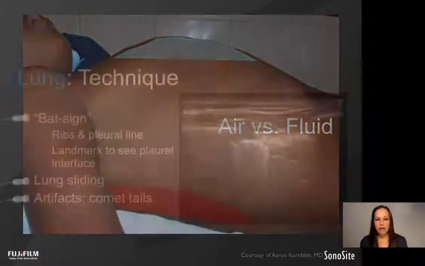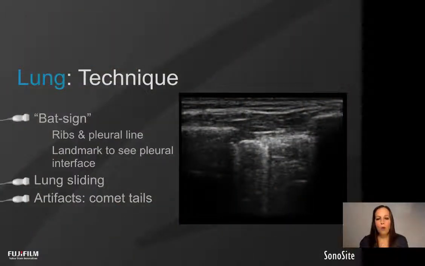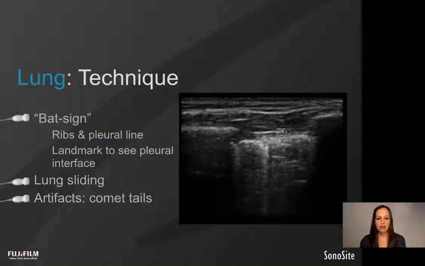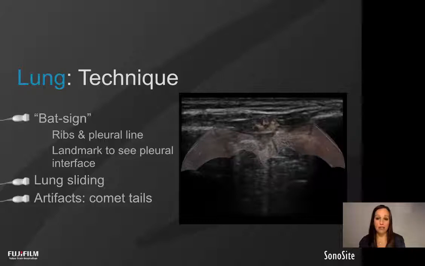As a quick refresher of the technique for lung ultrasound, what we're doing is we're looking for the bat sign. This bat sign is a way of finding the pleural line. It's the ribs with the pleural line, and it's a landmark. Here we can see the ribs with a posterior shadow. Here's another rib with posterior shadow, and this is the pleural line. If you can't imagine the bat sign, here it is. This was developed by Dr. Daniel Lichtenstein in order to find that pleural line. What we're looking for is lung sliding, and also secondary signs of lung sliding are comet tails.